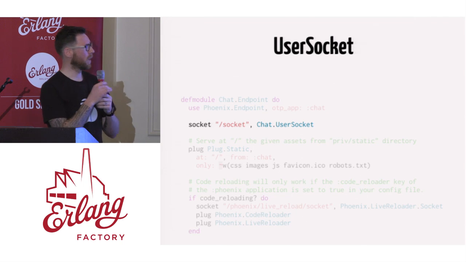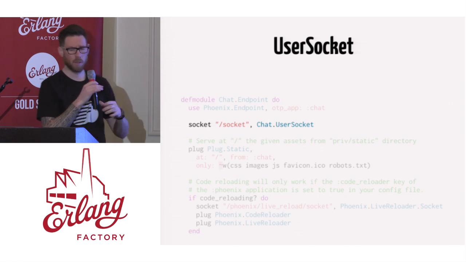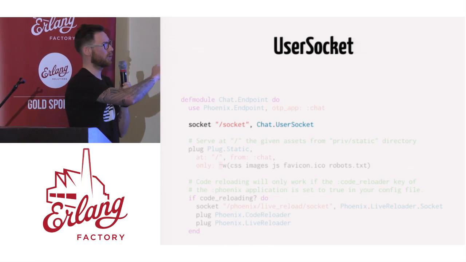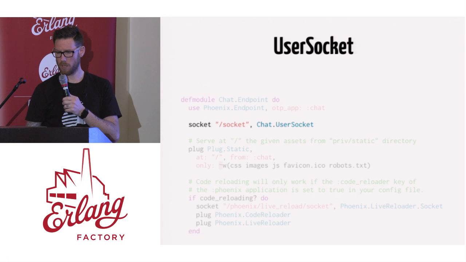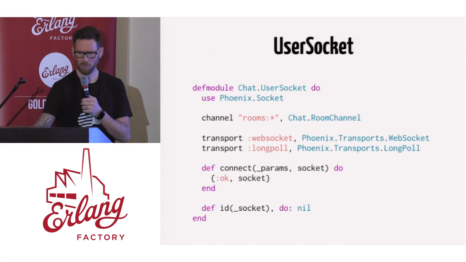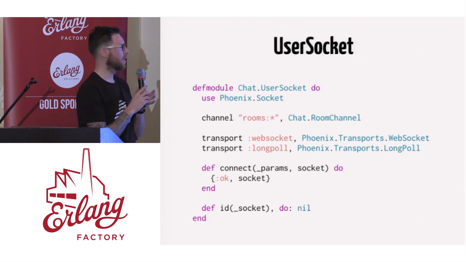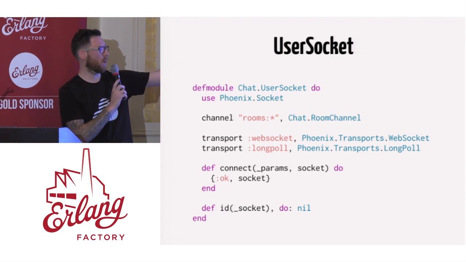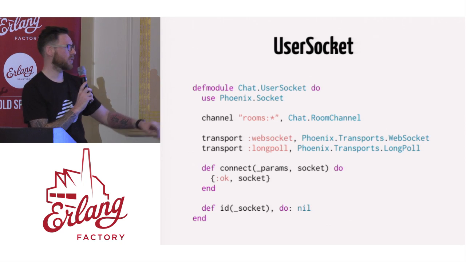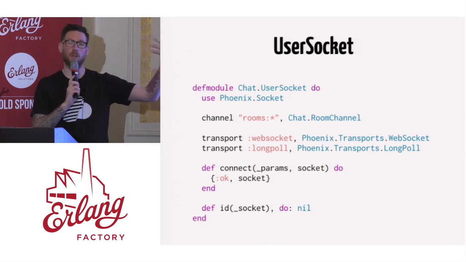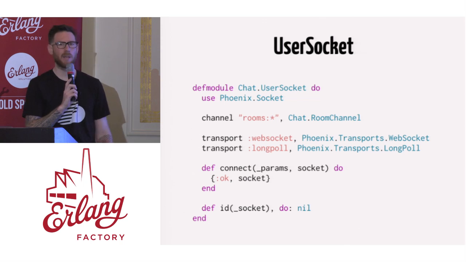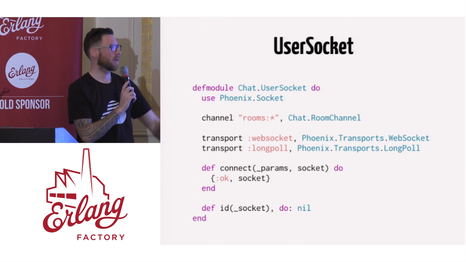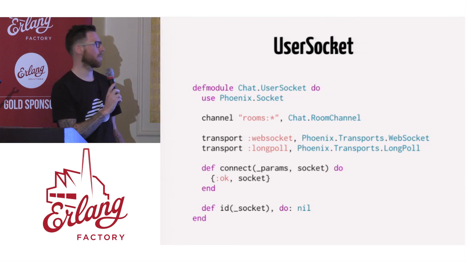So setting that up, in your endpoint, you have the socket here. And so now with WebSockets, you can connect to that endpoint, and it will start your socket connection. And then you have the user socket, which is where you plug in the transports. Out of the box, we have WebSocket and long polling. And this is where you would also, if you had another transport like Telnet or XMPP or RabbitMQ, plug that in here and use a different transport.